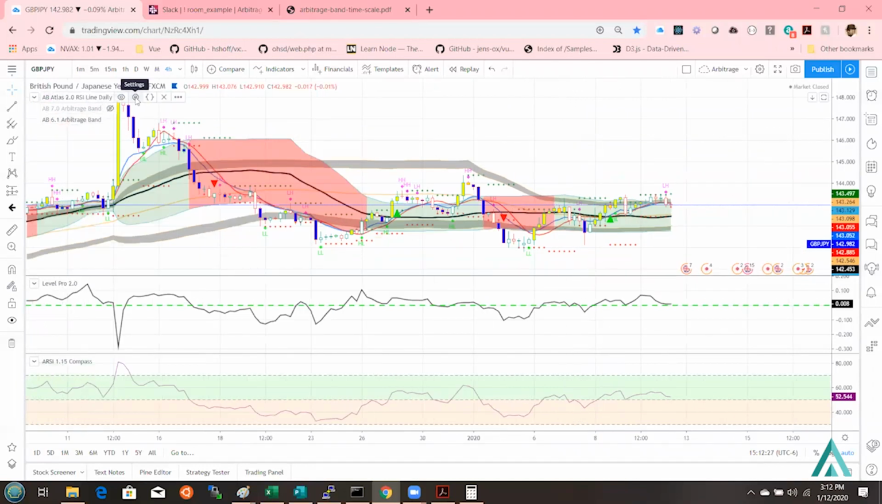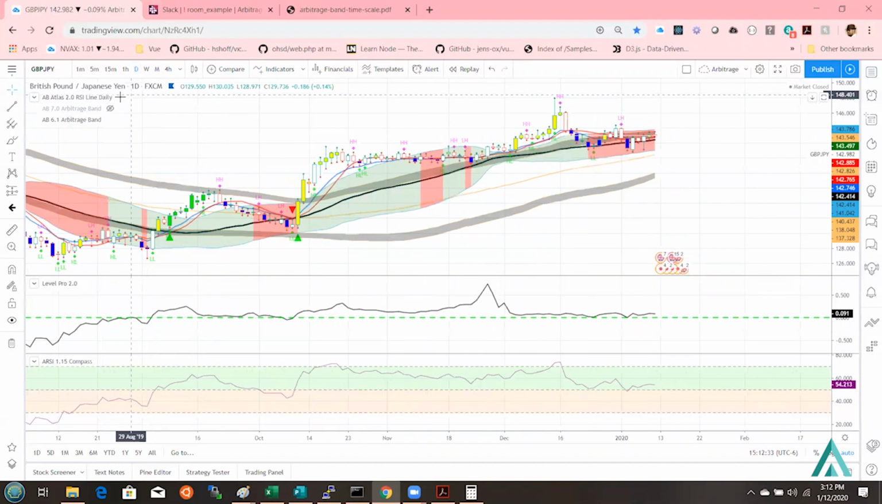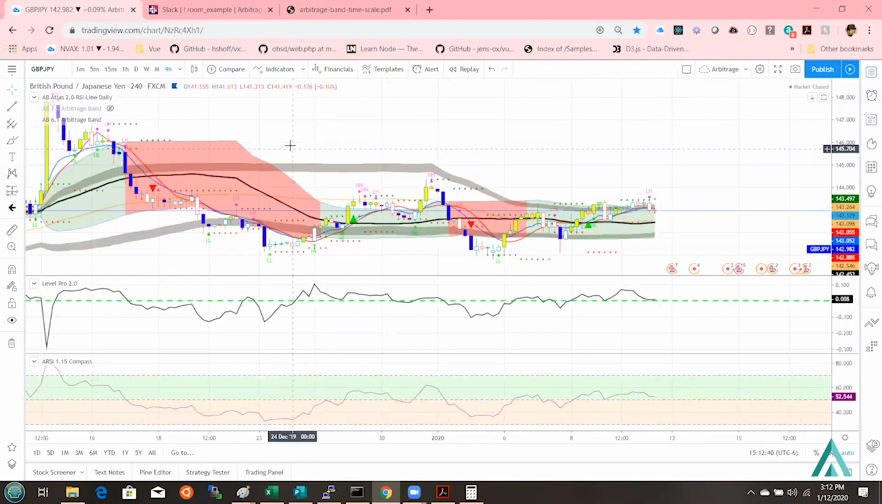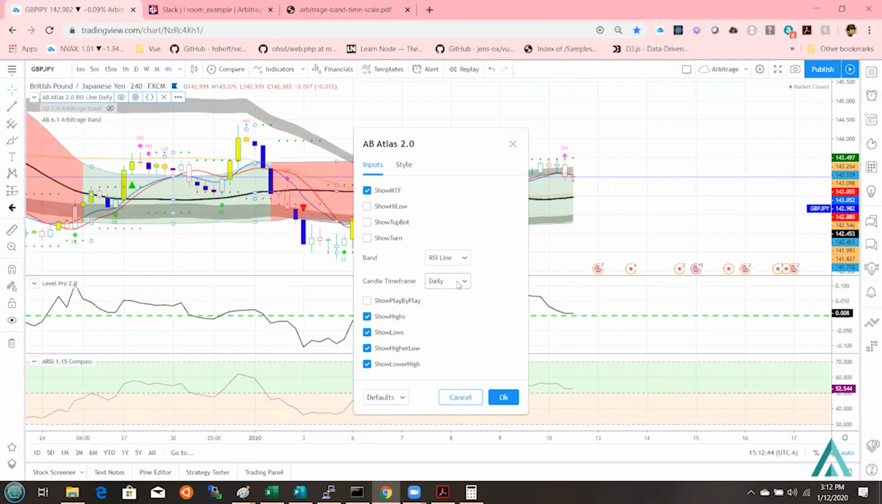So say for example, if you're on a daily, or weekly? See right there, okay, the 4 hour, for instance, and you go to settings, and there's the candle and the time frame next to it. That's my issue. I wanted to know what is the best to keep that on when you're trading.